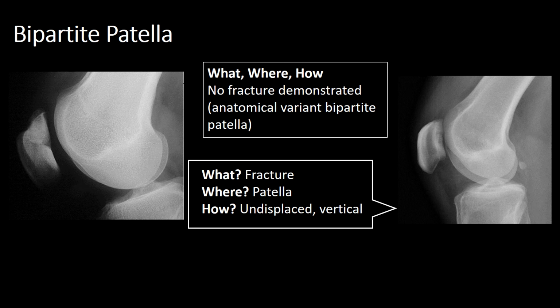So, what, where, how? No fracture demonstrated. Anatomical variant, bipartite patella. On the right, what is it? It's a fracture. Where? Patella. How? Undisplaced vertical.